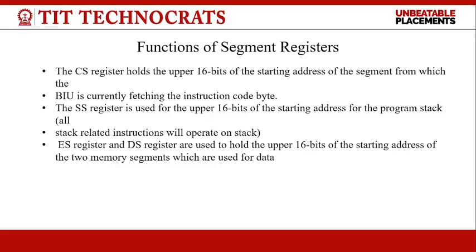The code segment register holds the upper 16 bits of the starting address of the segment from which the bus interface unit is currently fetching instruction bytes. The stack segment register, the SS register, holds the upper 16 bits of the starting address of the program stack. All stack related instructions will operate on this stack. The extra segment register and data segment register are both used to hold the upper 16 bits of the starting addresses of the 2 memory segments used for data operations.